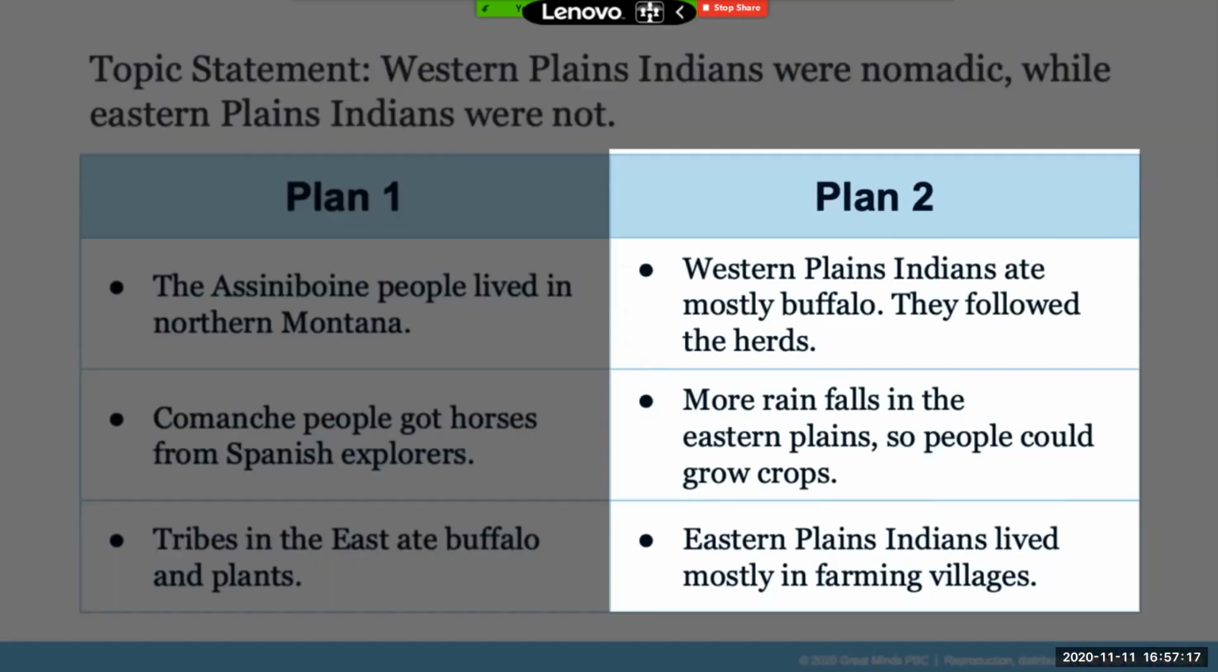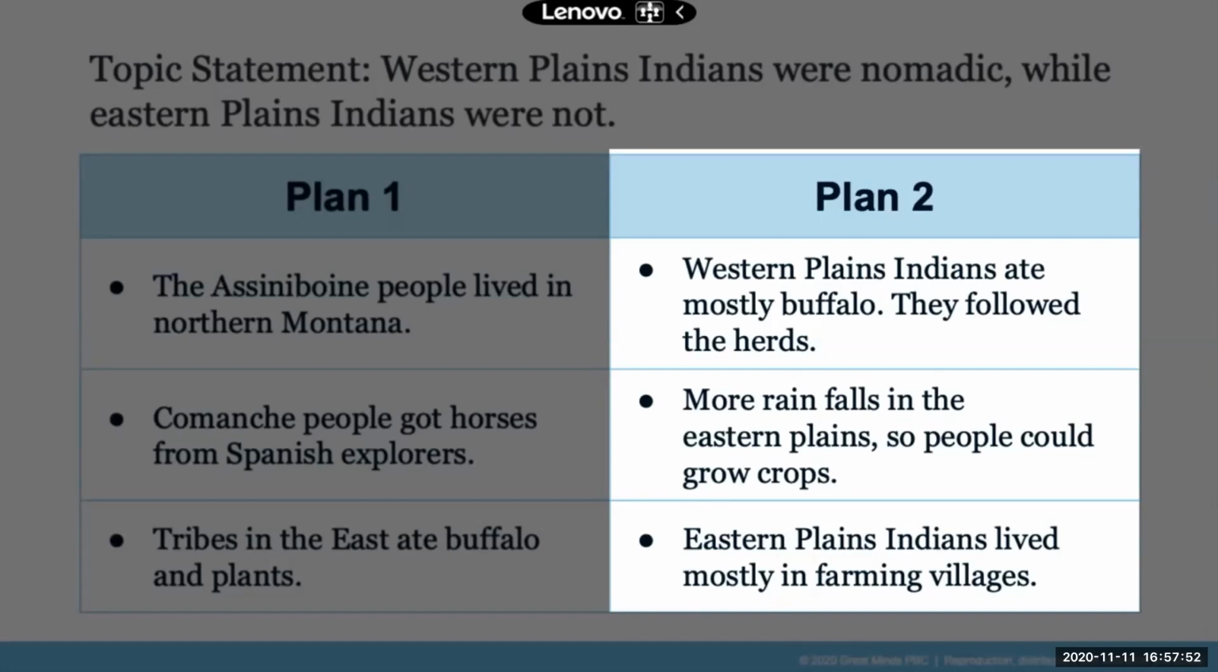Now, let's take a look at Plan 2. I'm going to read the 3 points out loud, and then I'd like you to pause and read them out loud yourself. Western Plains Indians ate mostly buffalo. They followed the herds. More rain falls in the Eastern Plains, so people could grow crops. Eastern Plains Indians lived mostly in farming villages.